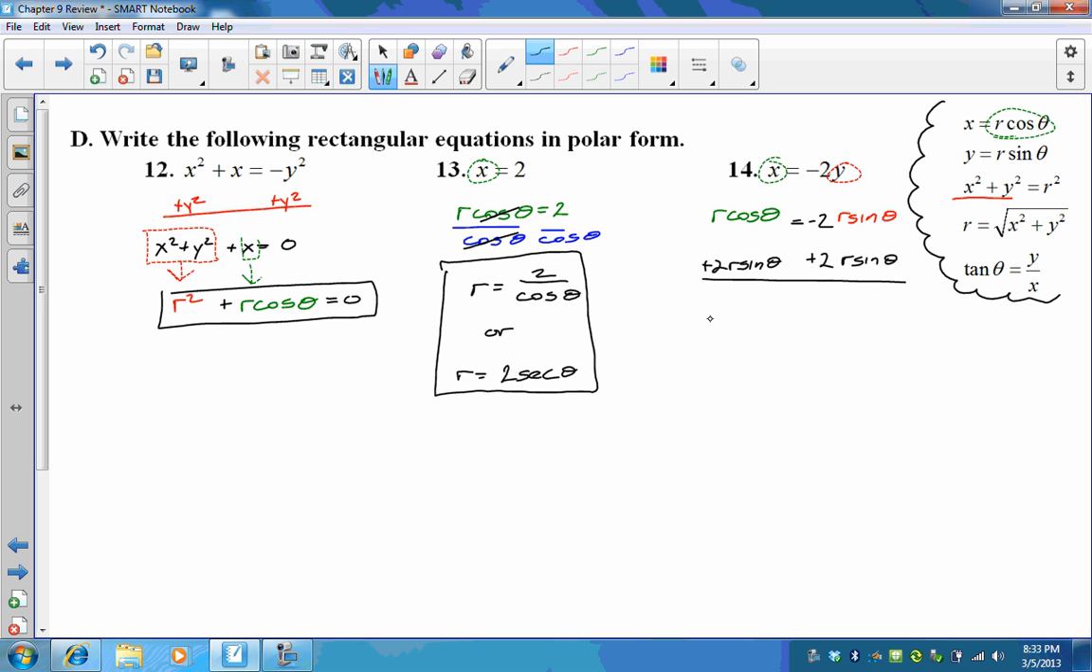And that will give me r cosine theta plus 2 r sine theta is equal to 0 because everything canceled on this side of the equation. Then I can factor out, wait, does equal 0, doesn't it? You know what? This is a bad idea because this is going to end up backfiring on me.